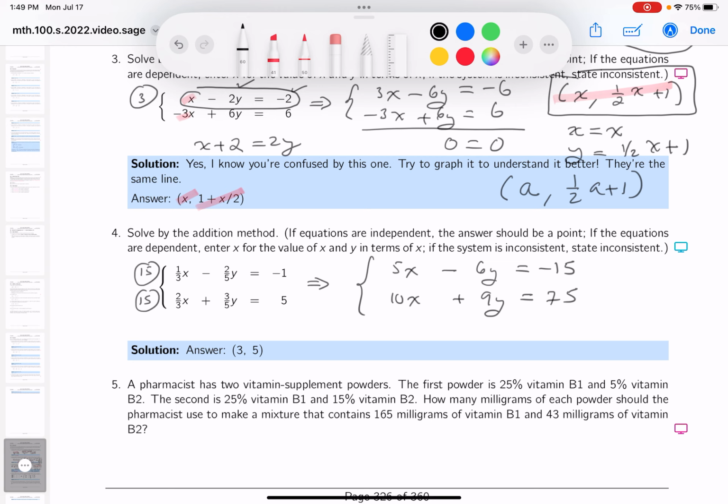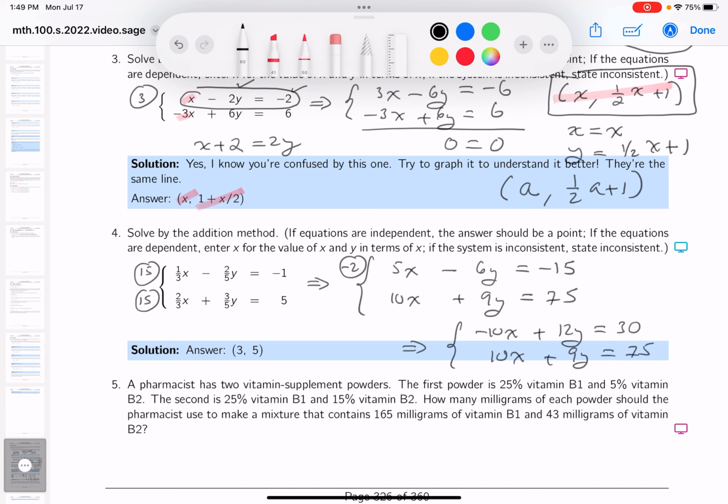You need to select someone to get rid of. I'm going to go with the x's this time. So minus 2. And that's going to make the top minus 10x, and the bottom 10x. Let's do that. And what do you get there? You get minus 10x plus 12y equals 30. 10x plus 9y is equal to 75.